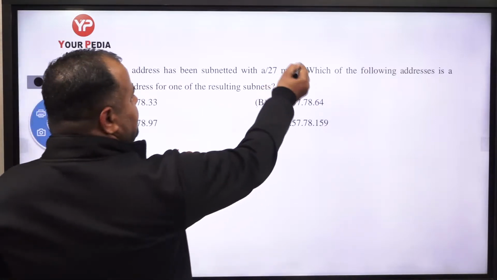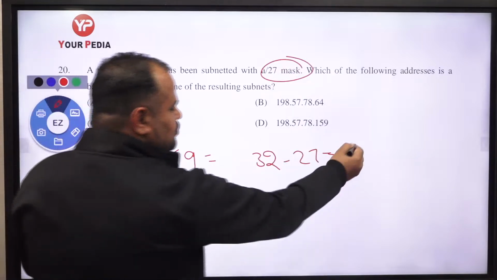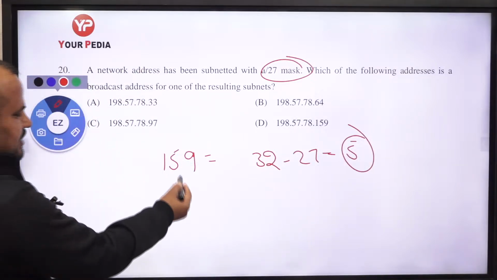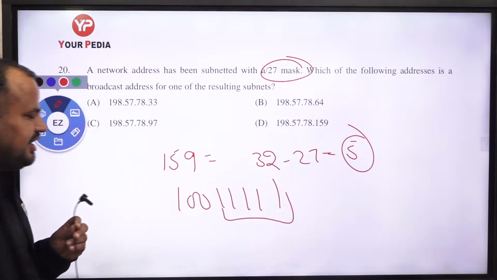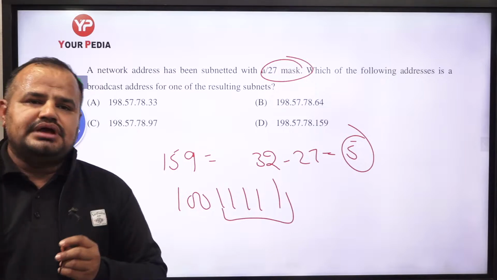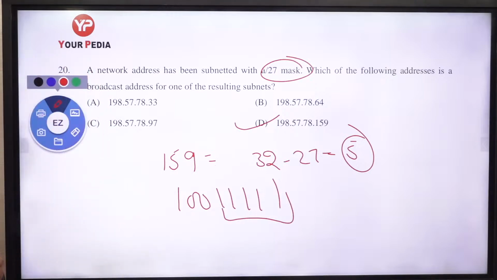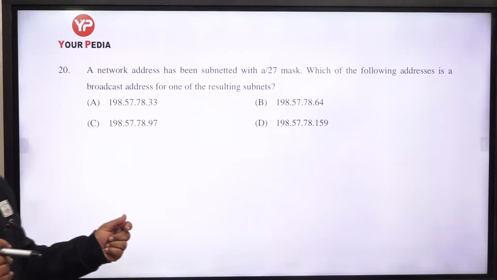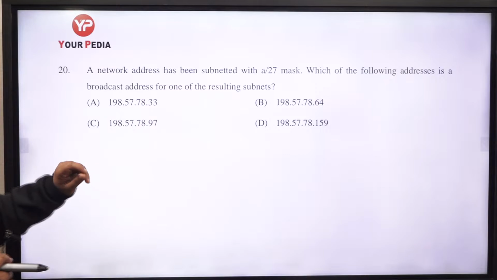See, my dear students, what is the mask? Mask is 27, meaning 32 minus 27, which is 5 bits. You have to decide with the 5 bits only. So if you convert 159, that is 100, then 5 times 1. Here all the 5 bits are 1. That means it is a broadcast address. So the right answer is D, not B and not A. Why not A? You have to convert first. And yes, the right-most 5 bits must be 1. Very good.